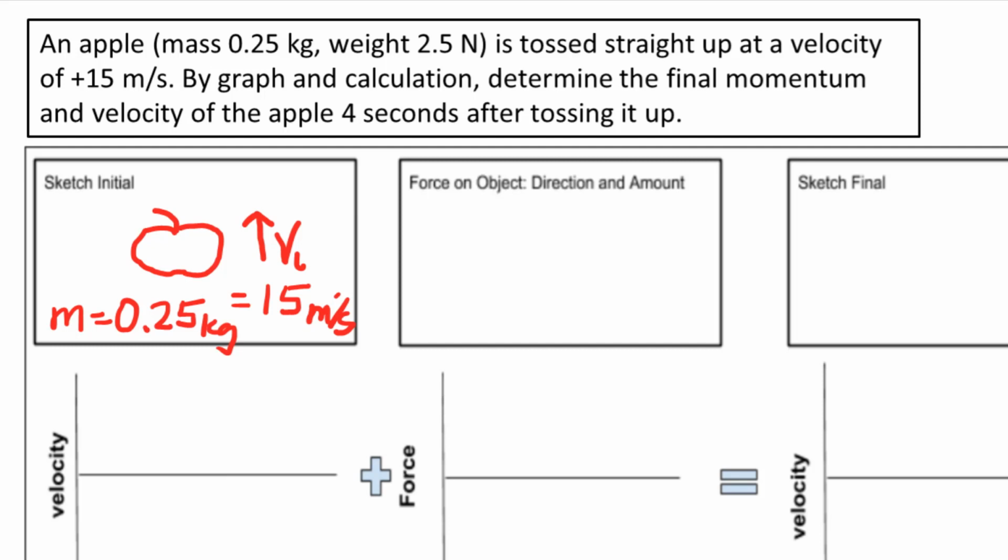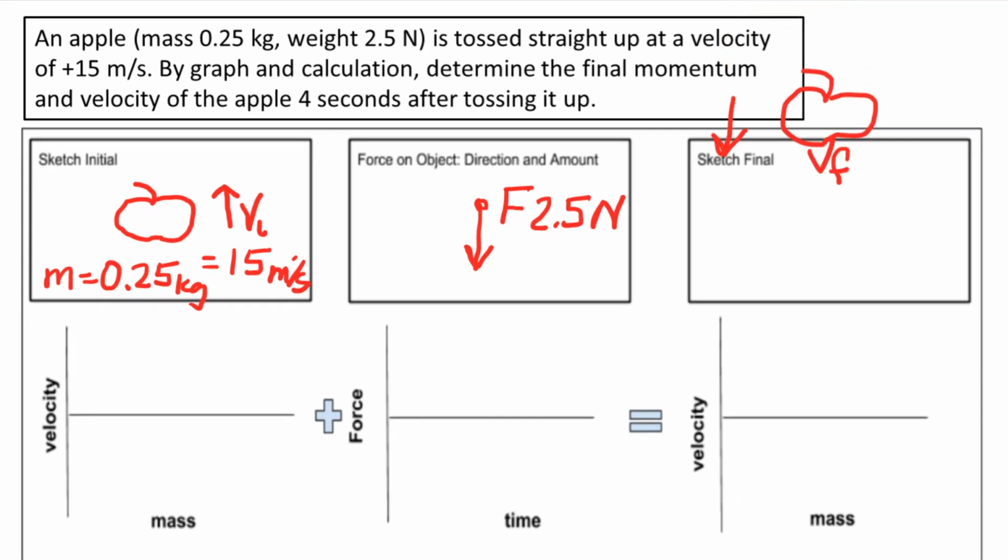I've got my initial sketch here. Force on the apple is going to be downward, 2.5 newtons. That's the force due to gravity. Afterward, I'm making a bit of a guess that probably the apple will be heading back down, but I have a sketch there. Maybe it'll be up, maybe it'll be down, but we'll find out.